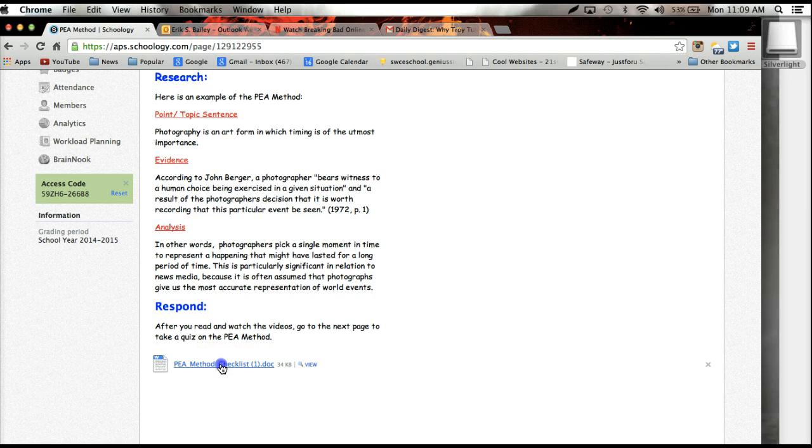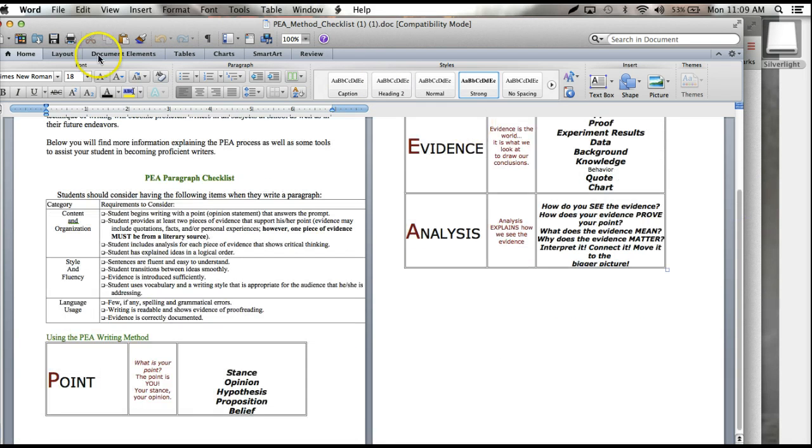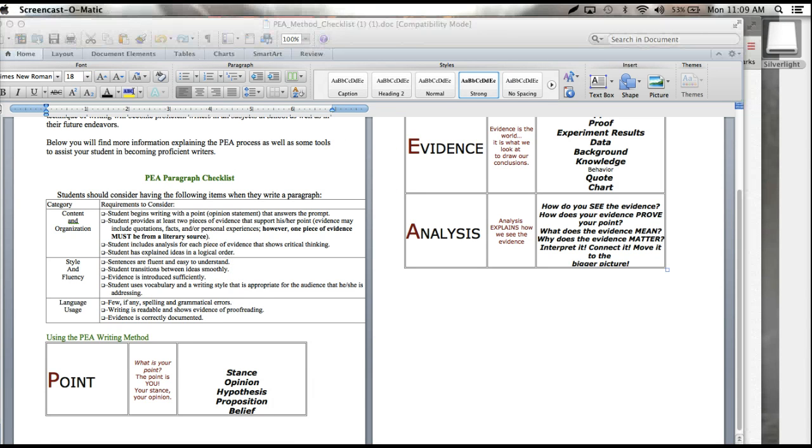There's also a checklist on PEA method. You click down here, and you can open that up and see what teachers will be looking for when they grade your paragraphs. Student begins writing with a point. Sentences are fluent and easy to understand. Student transitions between ideas easily. Evidence is introduced sufficiently. So here's a checklist of what teachers are looking for in the PEA method.